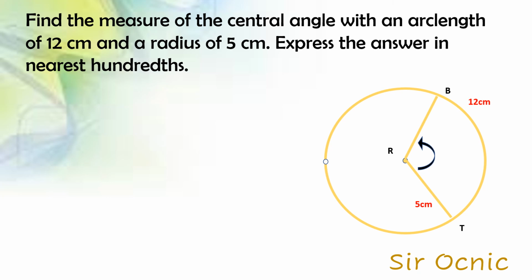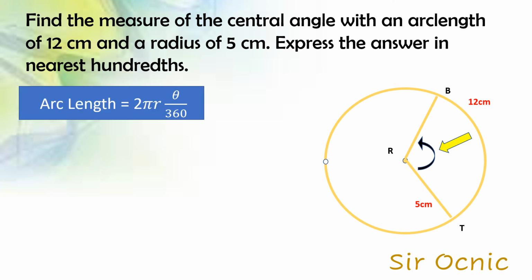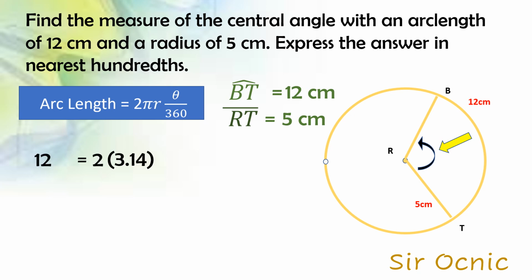Find the measure of the central angle with an arc length of 12 centimeters and a radius of 5 centimeters. Express the answer in the nearest hundredths. In this problem, we will be identifying the measure of the central angle BRT. The given facts are arc BT with a measure of 12 centimeters and RT, which is the radius, which is equal to 5 centimeters. Inserting these values to the formula for arc length, we will arrive at 12 equals 2 times 3.14 times 5 times theta all over 360.